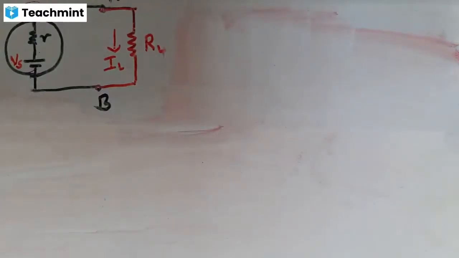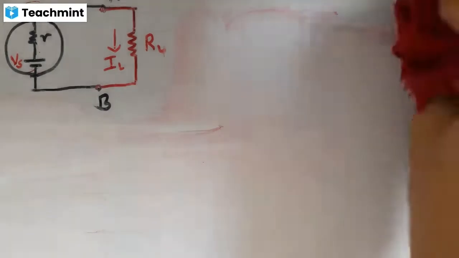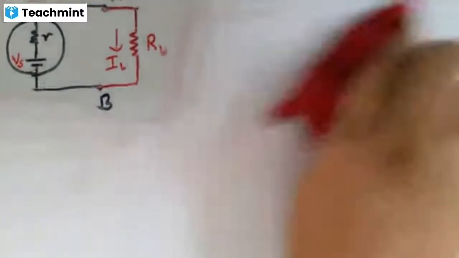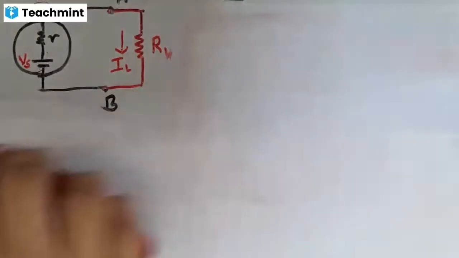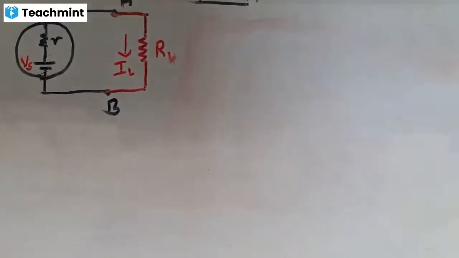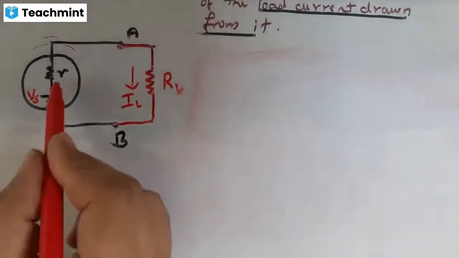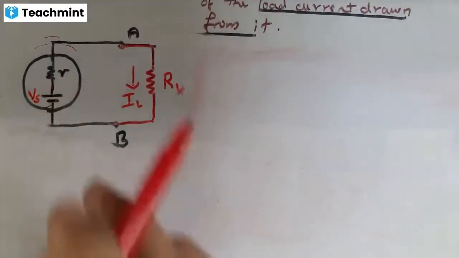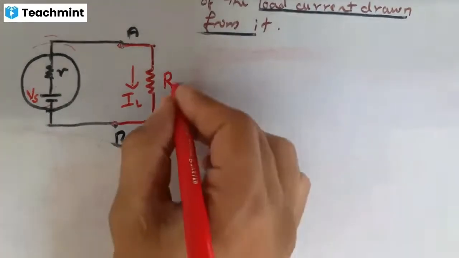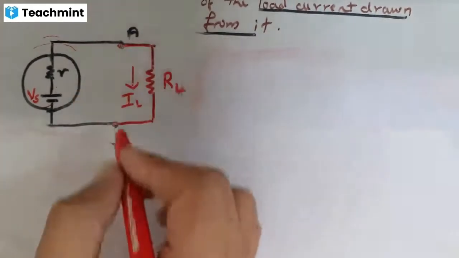Because every source has some internal resistance. In an ideal source, as I said, internal resistance is zero, R is zero, isn't it? But in reality, what happens? All sources have some internal resistance. A finite value is there for internal resistance. This one has some small r, it has some value. That r is making a difference in the output voltage here.